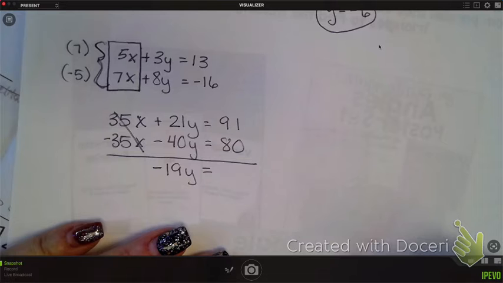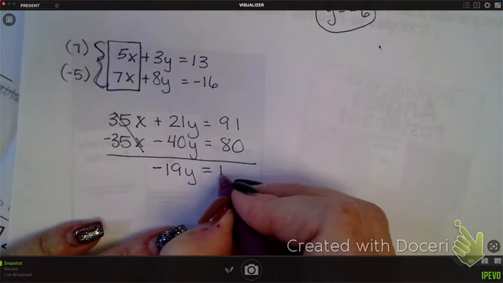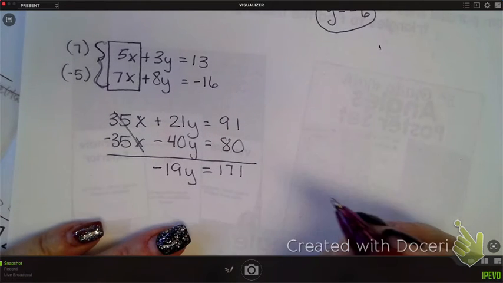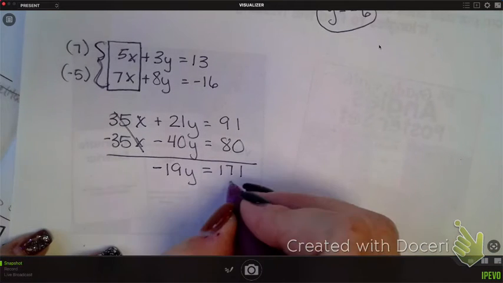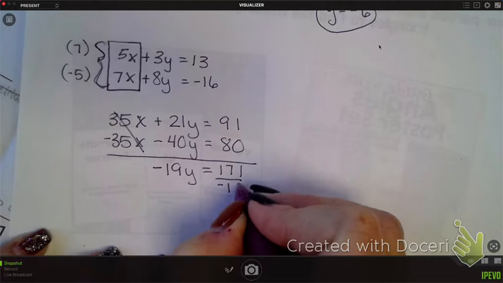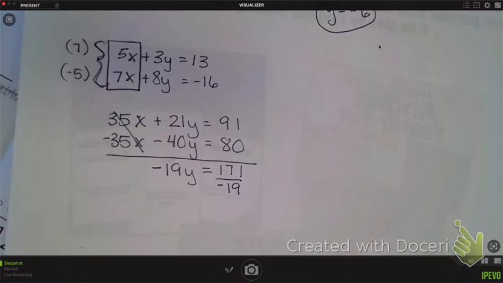Wait, no, I did minus. 171. Yes? Okay, so now we have to divide by negative 19. And I honestly don't remember whether these are whole numbers or not. Is there anything that says I can't get a fraction? No. So if I get a fraction, I have to deal with it, right? Sadly. But I don't get a fraction. Yay.